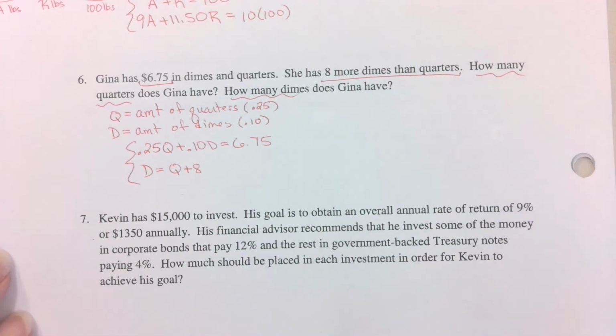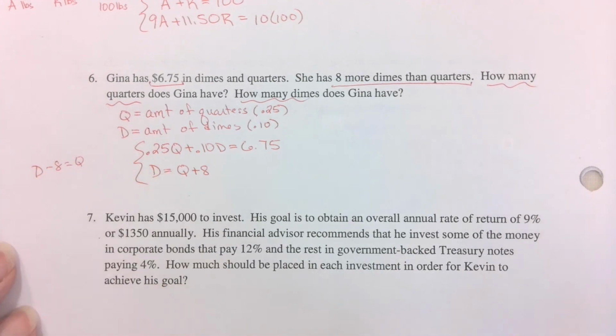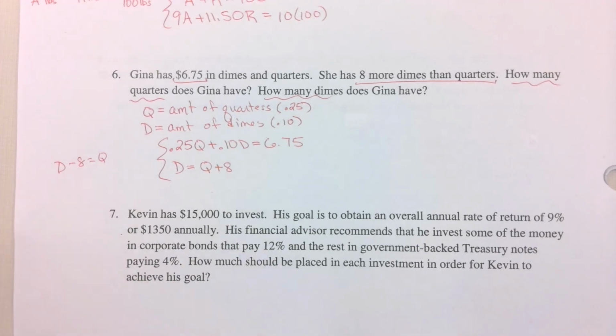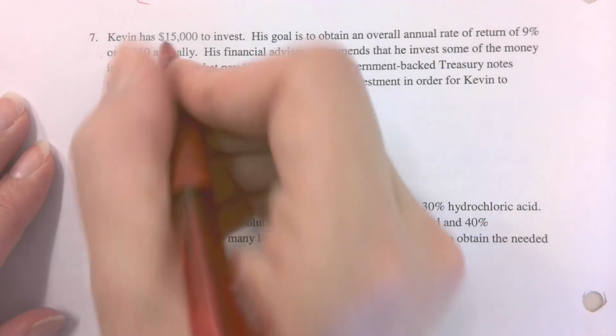Now, another way you could write that is you could have done the dimes minus 8 equals Q. If you took her dimes and took away the 8, you would get the leftover quarters. There is your system. All right, so Kevin's going to invest $15,000.